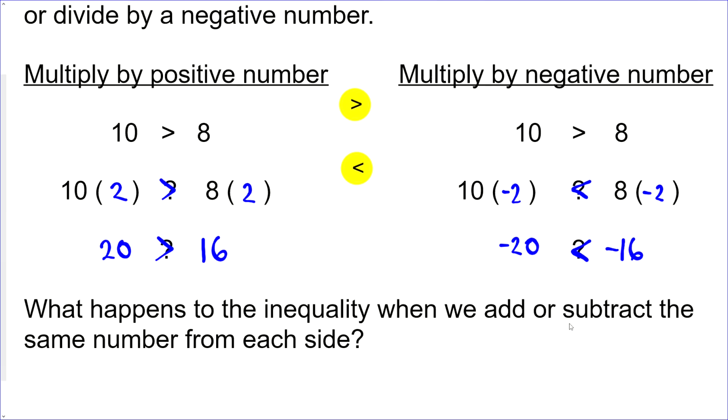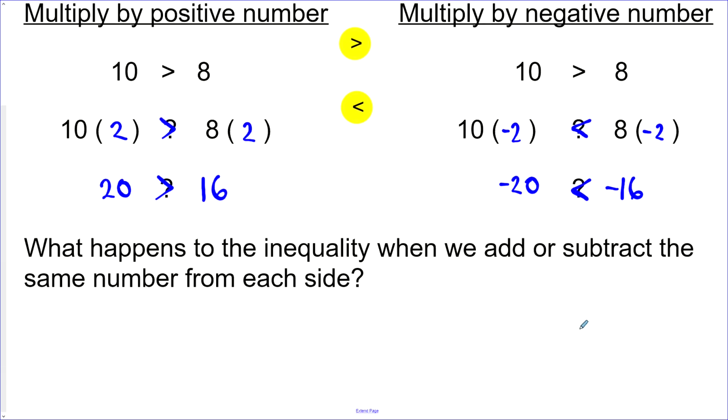Now, what happens to the inequality when we add or subtract the same number from each side? So we could also use our simple example here and test that out. You can always test out these rules if you forget them using a simple example. So 10 is obviously greater than 8. Let's try adding a positive number here. So 12 and 10, and 12 is definitely greater than 10. You see that we started off with and finished with greater than. So nothing changes.